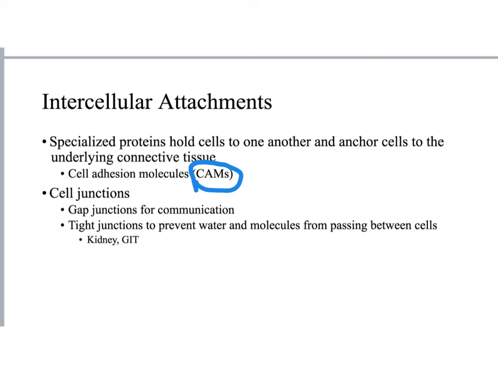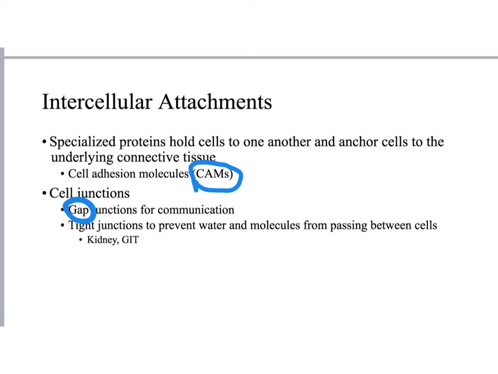So for example, gap junctions that you can see here. Gap junctions are attachments. They hold cells together, yes, that's true, but they form a hole, or a tunnel, in between the two cells so that material can move from one cell directly into a neighboring cell. This becomes important for tissue that has to communicate rapidly between all the cells in the tissue.